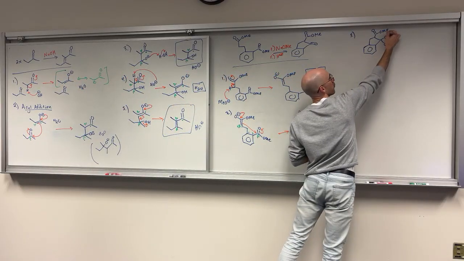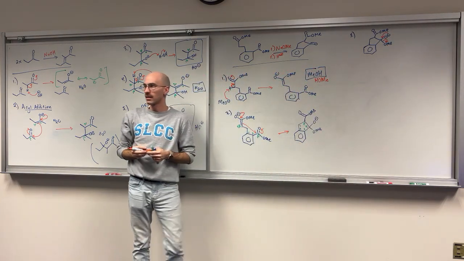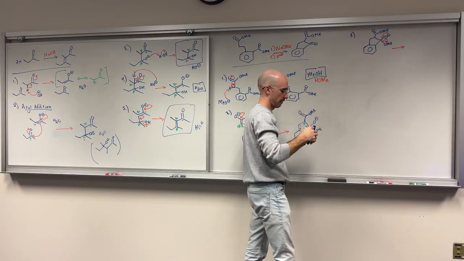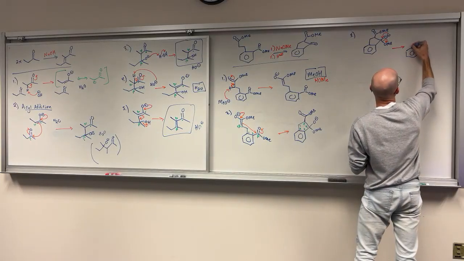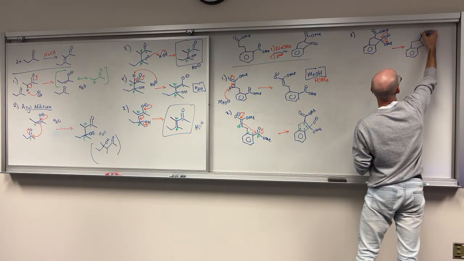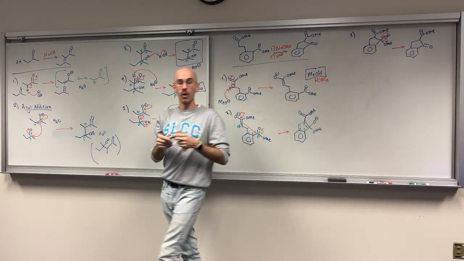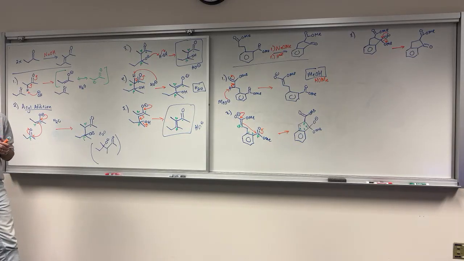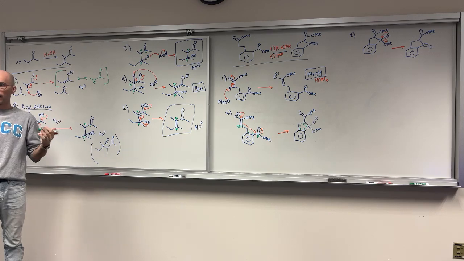Elimination. CO negative becomes CO double bond. Kicks off OMe. OMe is a good leaving group here. That means I just reformed my carbonyl. Congratulations. You now have a beta acyl carbonyl.